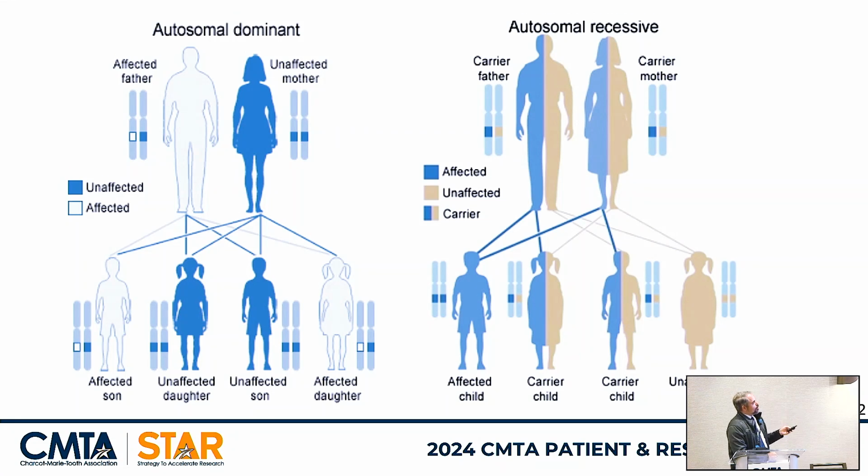In autosomal dominant, a single change in one of those copies is enough to cause disease. So here we have dad who has a disease, has CMT. He has this mutation here in the light color. And then mom is not affected, so she has two normal dark copies of the gene.